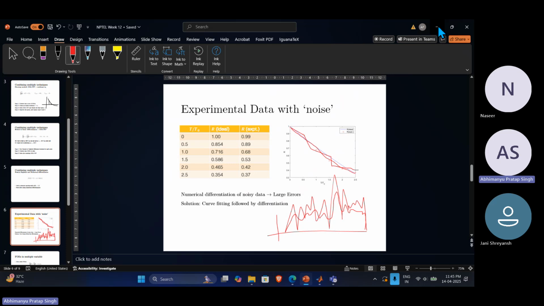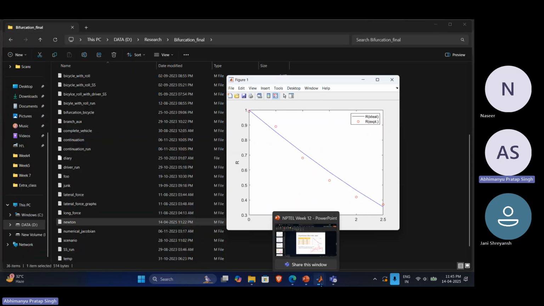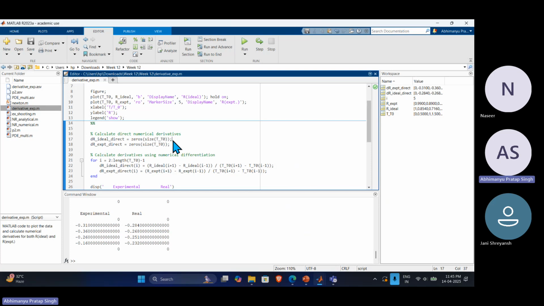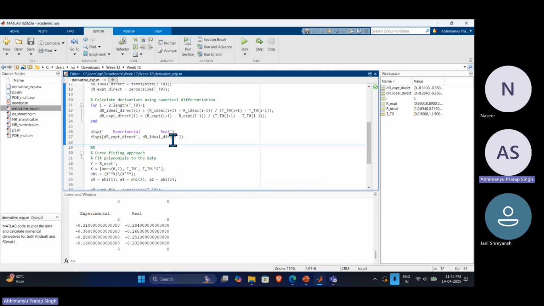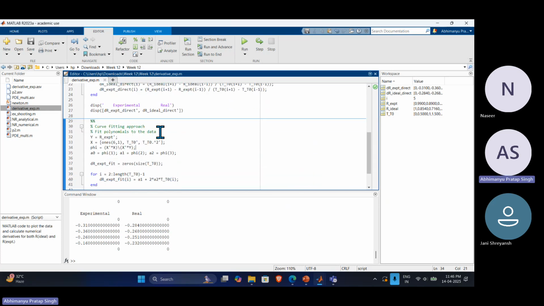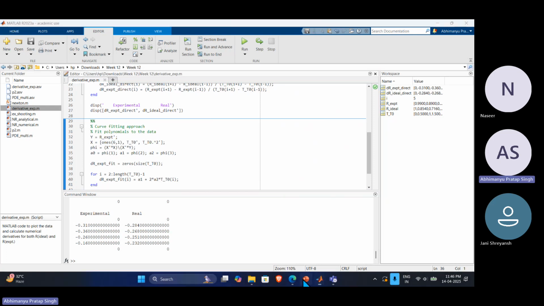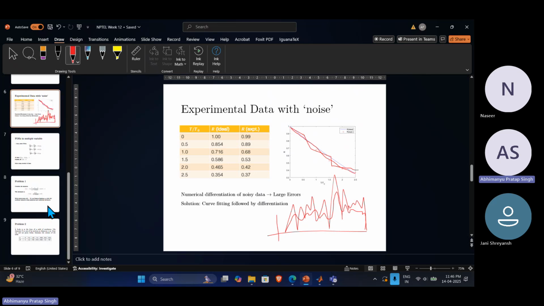We fit a curve through that data, or we use a low pass filter through that data, and then we do our analysis or our calculations on that filtered data. Okay. So in this case, we are just going to fit a curve through this data. So we will be fitting a second degree polynomial to it. I think I have a slide for that. No, I don't.